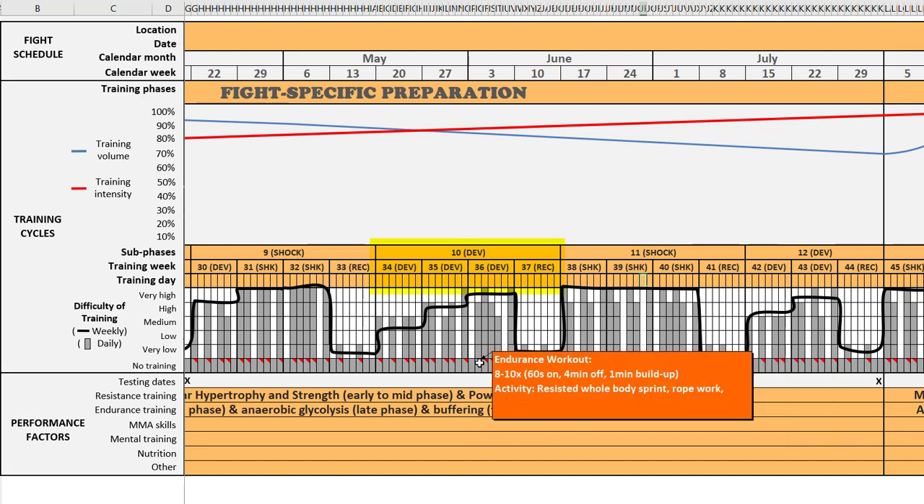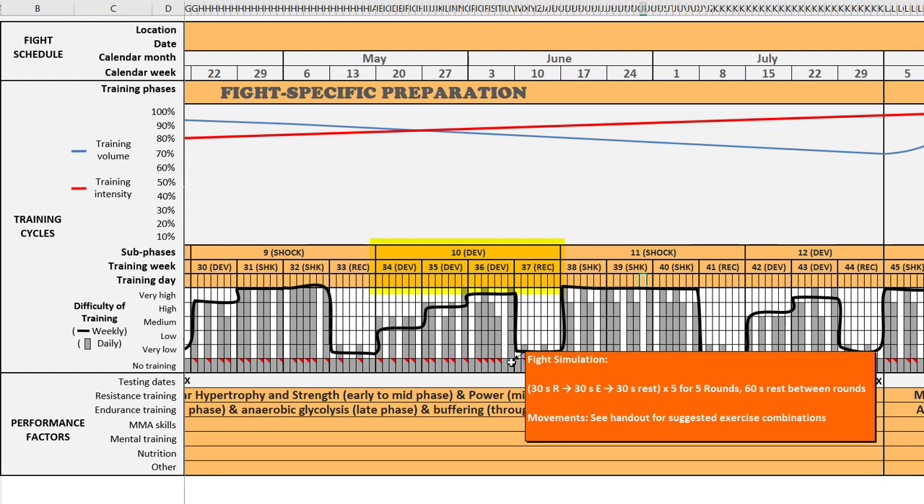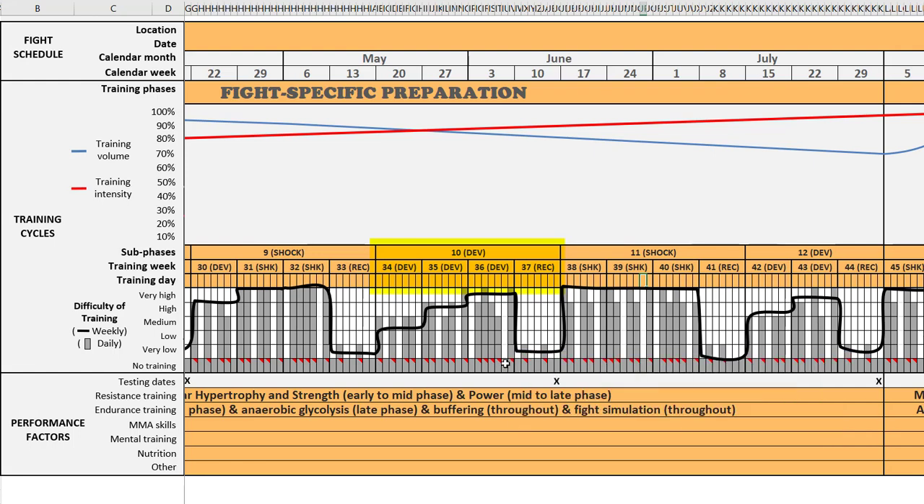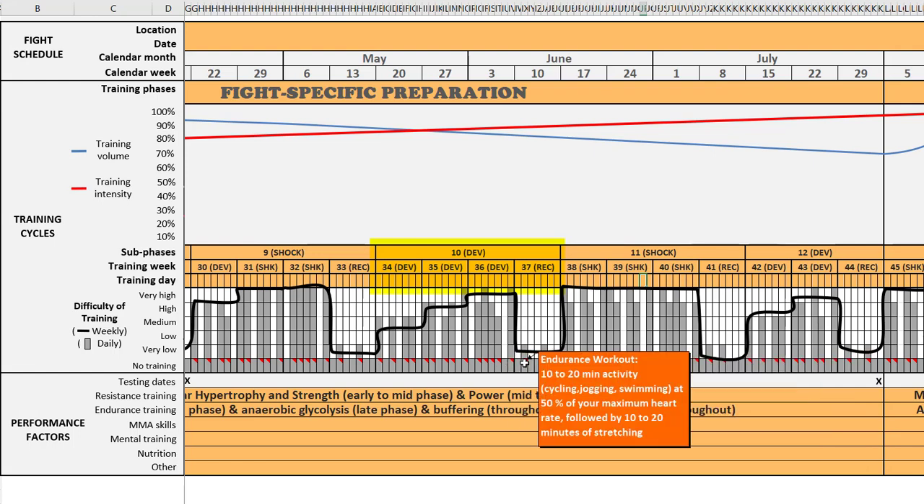And as we move into the next week, the number of intervals in the endurance training increases from where we were at up to 8 to 10, and the resistance training stays about the same, and the fight simulation stays about the same as well. So you can see the pattern that we've moved through. And then as we get into week 37, it's our recovery week.